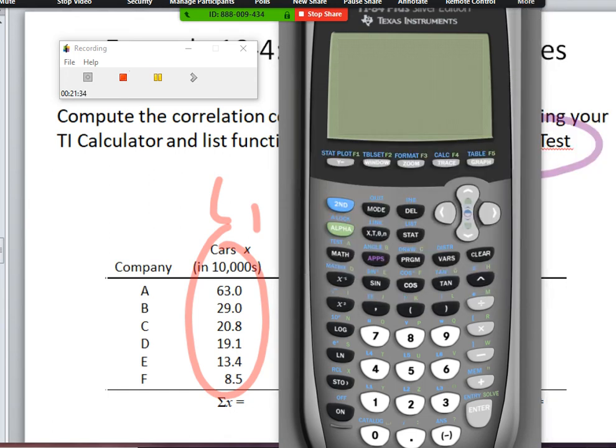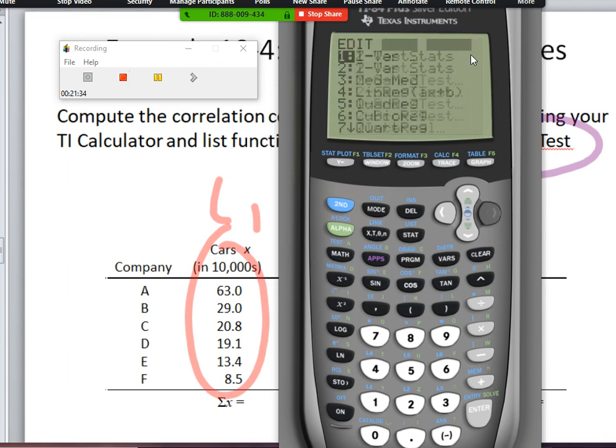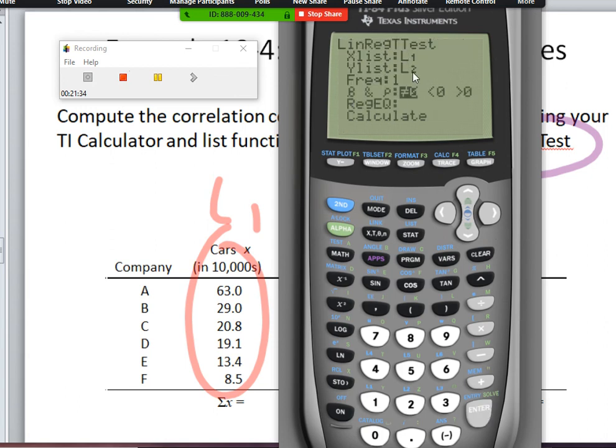That's great. Okay, so stat, edit, make sure I have all my data in here. Good. Then I go to stat, over to tests, and then arrow up, because it's at the very bottom, to lin-reg t-test, not interval, test. This is a test. We're doing t-tests. Hit enter. My X is in list 1. My Y's are in list 2. Leave that as frequency 1.